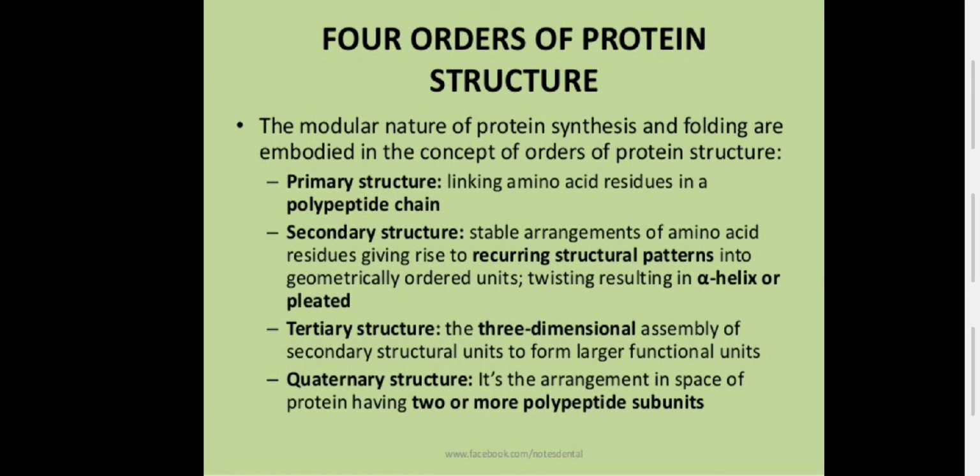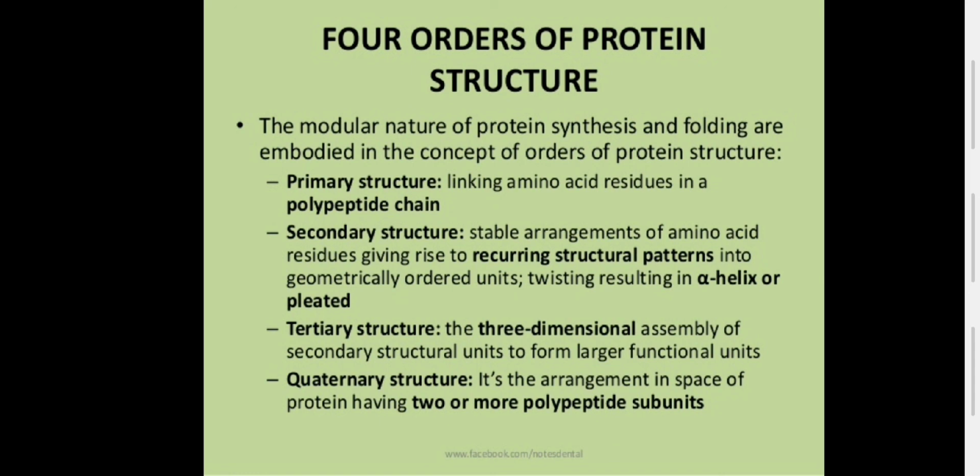Second is the secondary structure, which has a stable arrangement. Its illustration is basically the same as DNA. Why? Because it has a spiral structure, or a helix structure. It is stable and arranged in residues, giving rise to recurring structural patterns into geometrically ordered units, which twist, resulting in an alpha helix or pleated sheet.